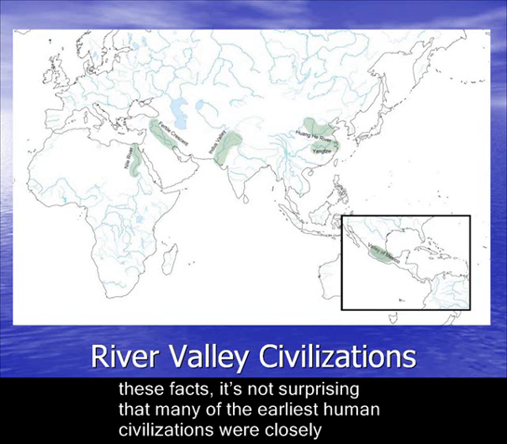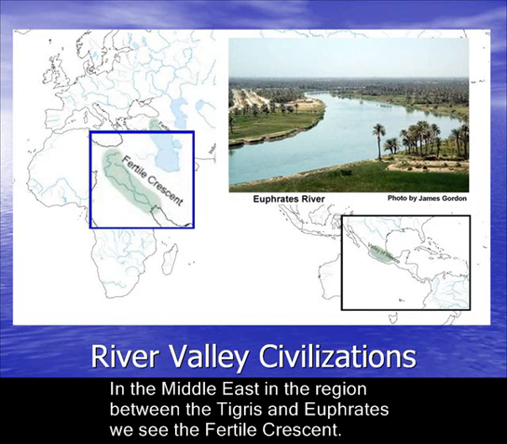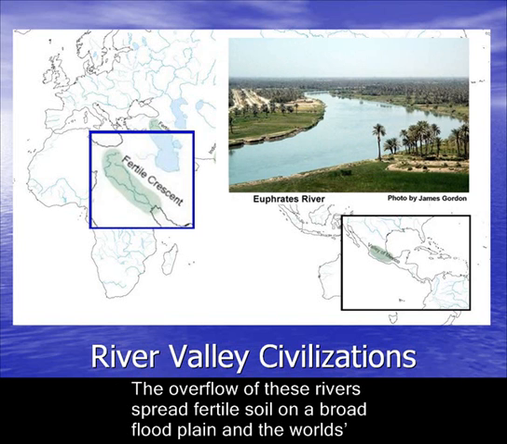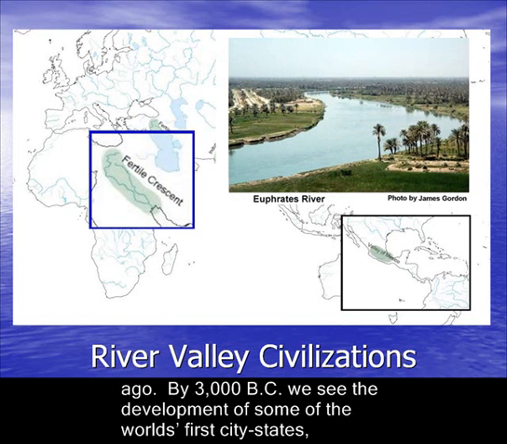Given these facts, it's not surprising that many of the earliest human civilizations were closely associated with major freshwater systems. This map illustrates this connection. In the Middle East, in the region between the Tigris and the Euphrates, we see the Fertile Crescent. The overflow of these rivers spread fertile soil on a broad floodplain, and the world's earliest experiments in systematic agriculture occurred here approximately 10,000 years ago.